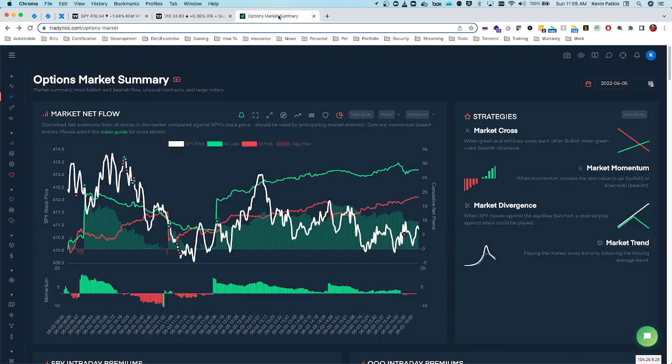Two, know that it's typically going to be a short-term scalp, unless this was a market net flow cross with a momentum alert, so that's a little bit different. But I'm talking about momentum alerts on their own. So let's talk about this one here.